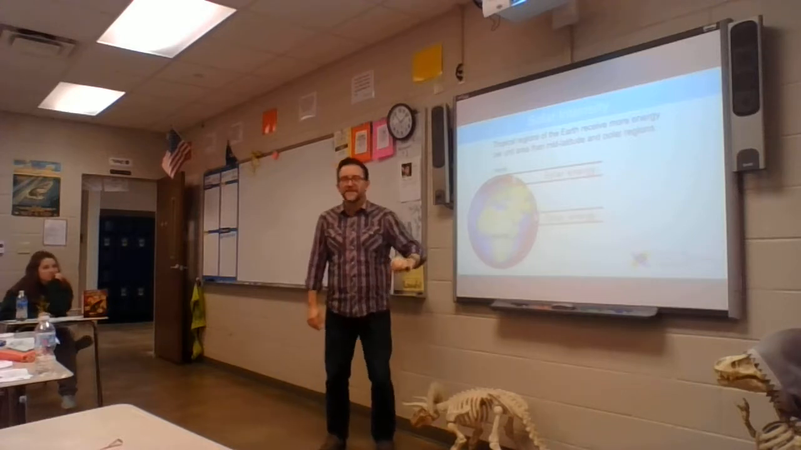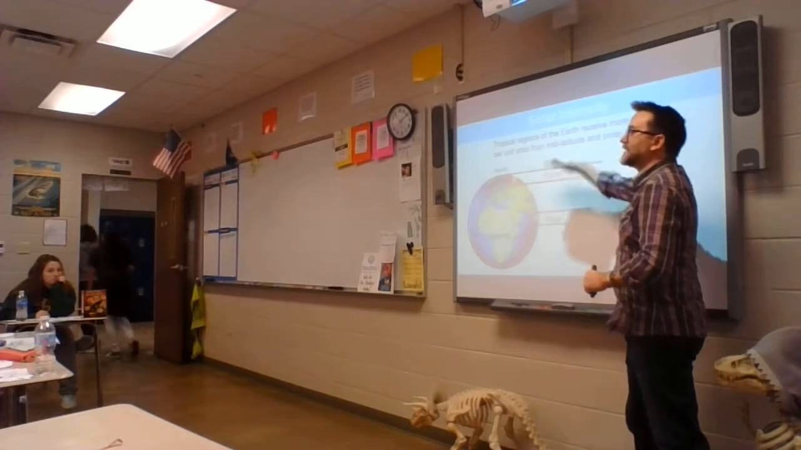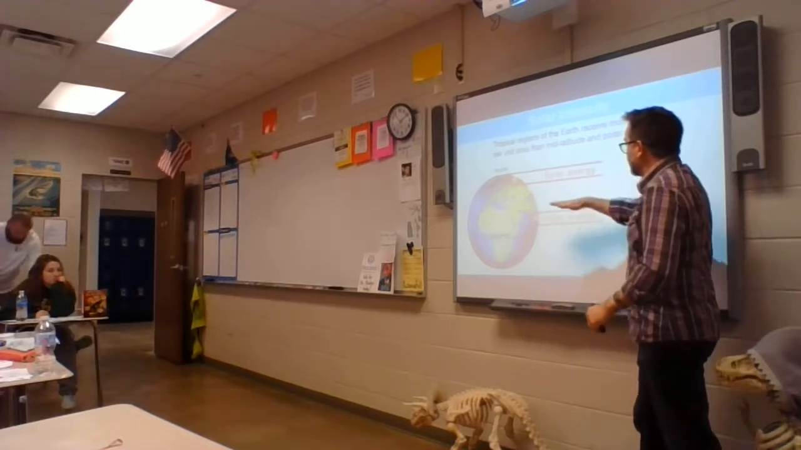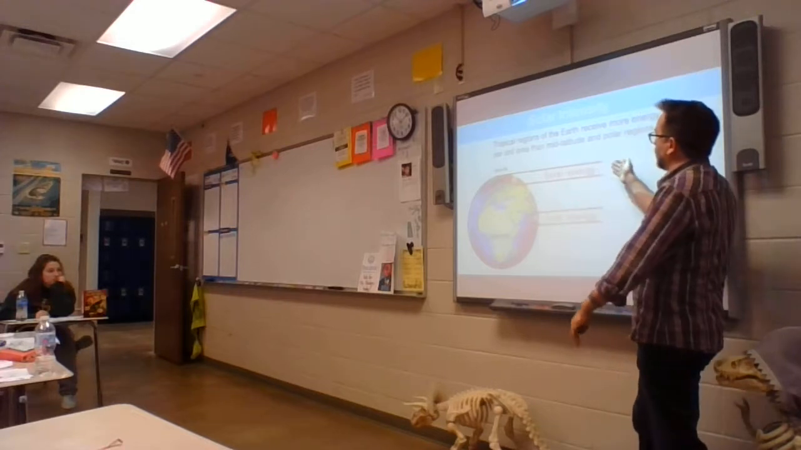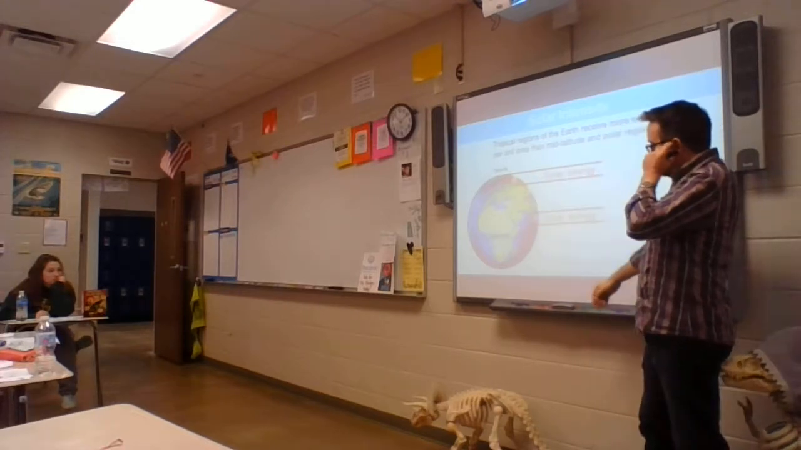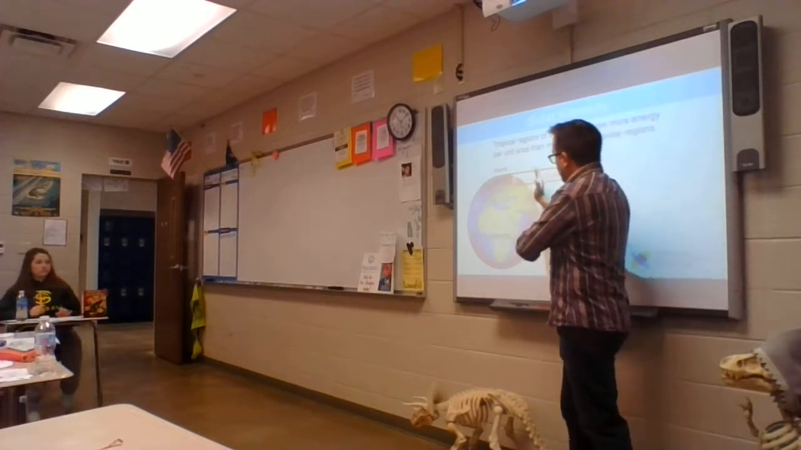So here are the sunbeams. Here's our solar energy coming in. These are exactly the same, right? The amount of energy that's in this ray or beam, whatever you want to call it, is exactly the same as the amount of energy here. So coming to our surface is the same amount of energy. But look at what happens.